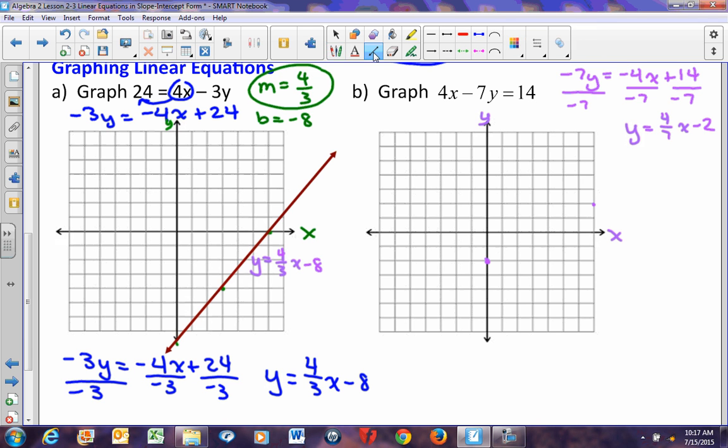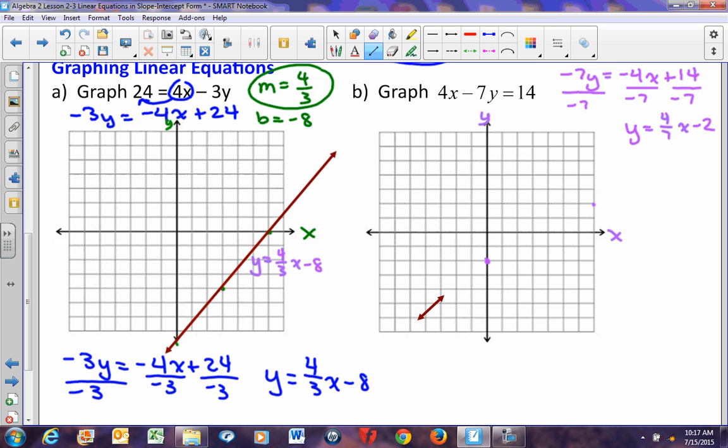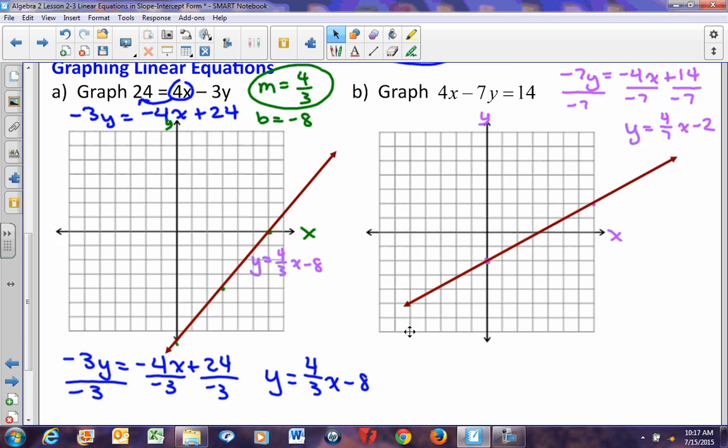Graph my point. Make sure you label it. So my last thing to do is label my equation. y equals 4/7 x minus 2. So that is using linear functions and slope intercept.